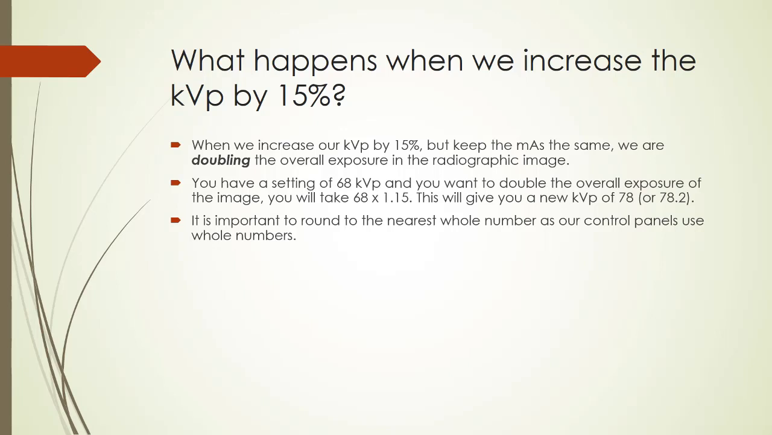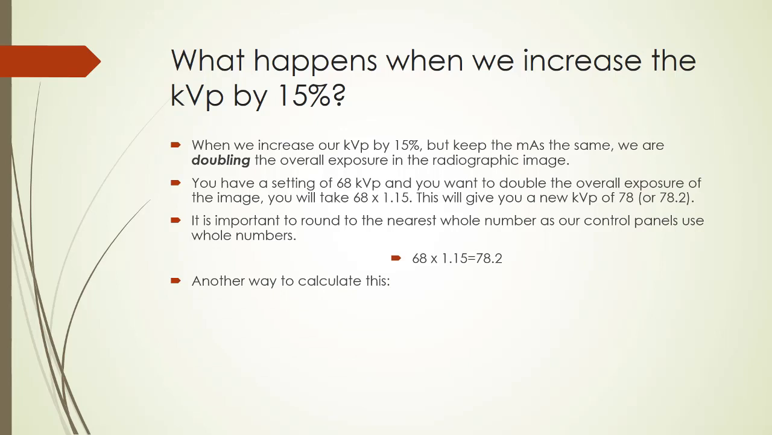and this will give us a new kVp of 78. Now, our calculator will say 78.2, but it's important that you know to round to the nearest whole number. When we look at our control panels, we have whole numbers there, so we don't want to have these 0.2, 0.4, just round the number to the nearest whole. Now that we use the 15% rule, our 68 times 1.15 comes out to 78.